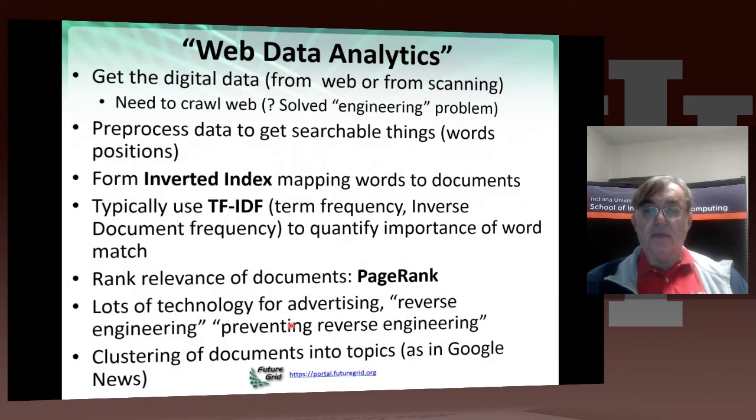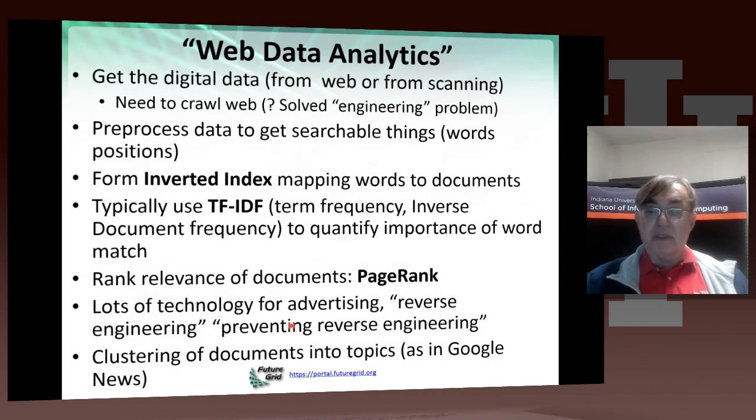And then you form a so-called inverted index mapping words to documents, because the words are the things that occur in the query. And then you use so-called TF-IDF, which is the term frequency and the inverse document frequency. Namely, the term frequency tells you how often a word appears in a document. A word that only appears in a few documents is particularly valuable because it has a lot of specificity. And so inverse document frequency is very useful. It allows you to quantify the importance of a word match.